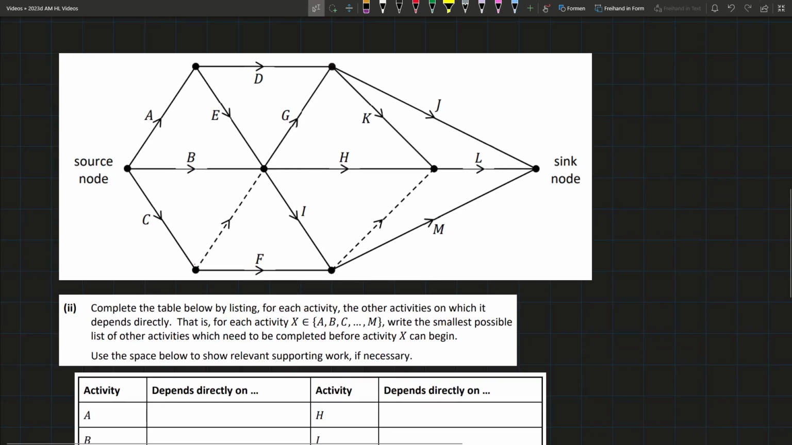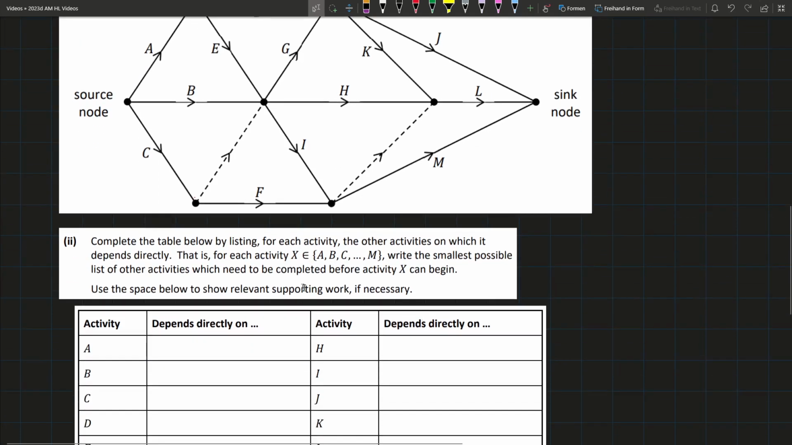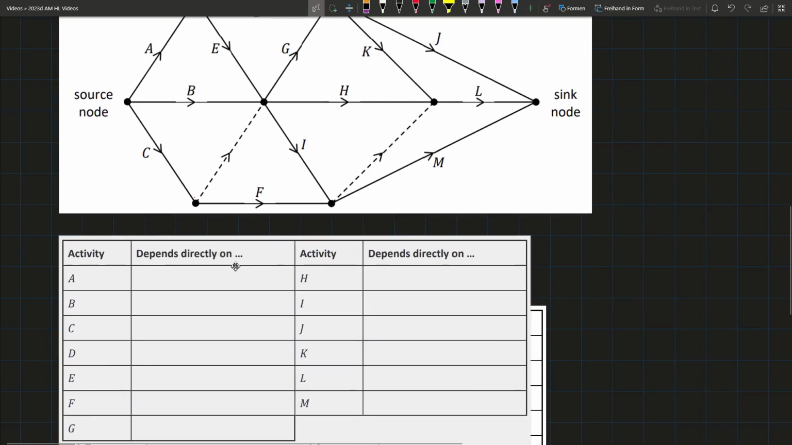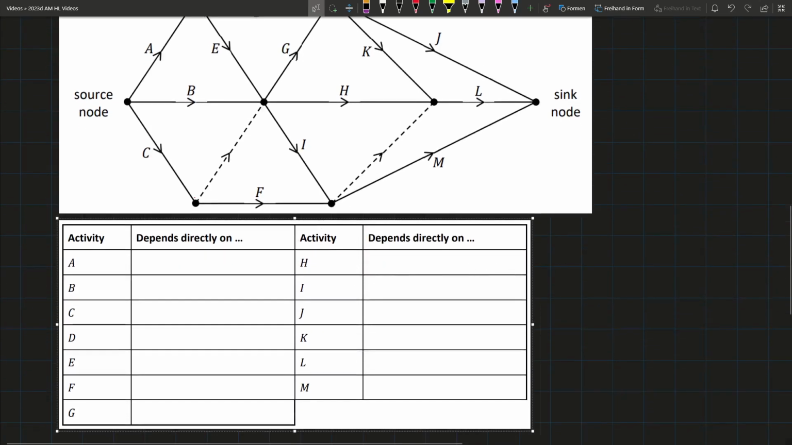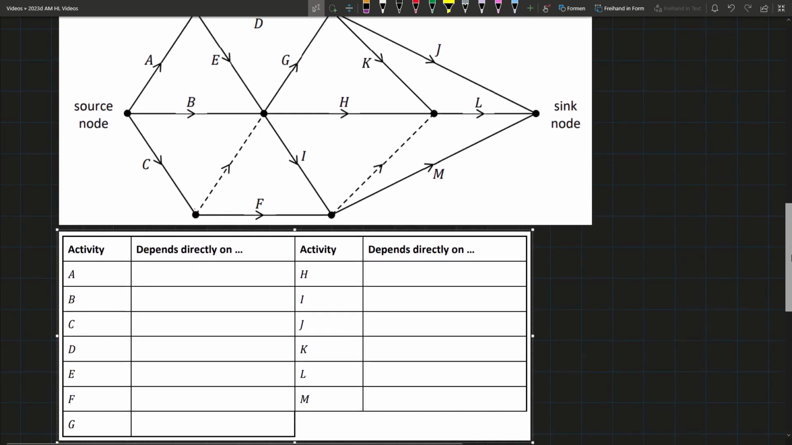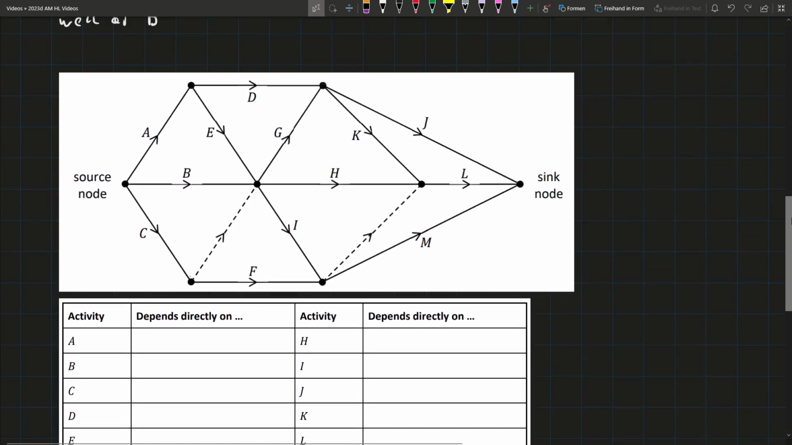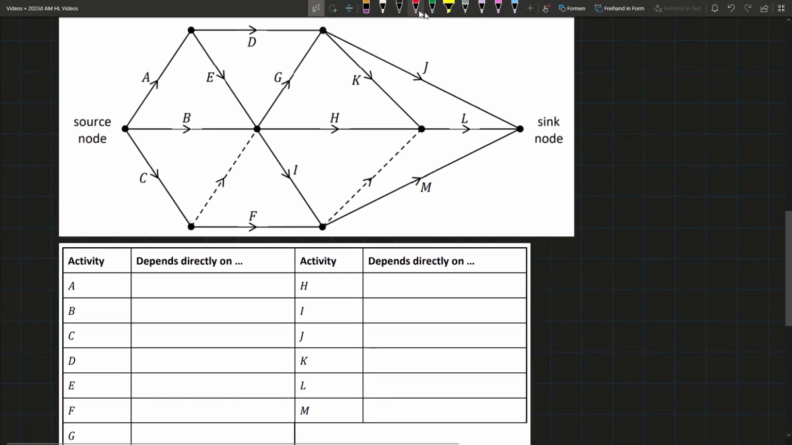That is, for any activity X, which is an element of all of these activities, write the smallest list of other activities which you need to complete before X can begin. And they give you space to show work. You don't need that, really. So let's just start. You just need to position this correctly. Make this a little smaller, maybe. There we go. Okay, so first of all, A, B, and C come from the source, so they don't depend on anything. You can just put a little dash to show that.